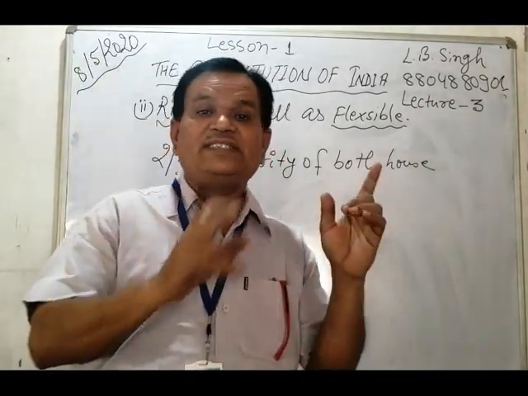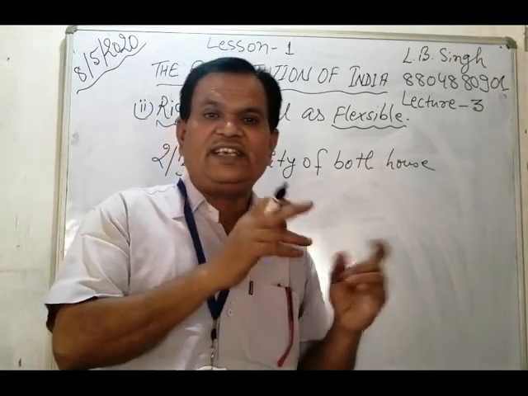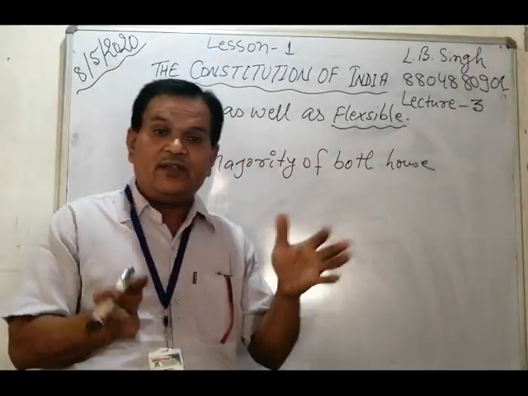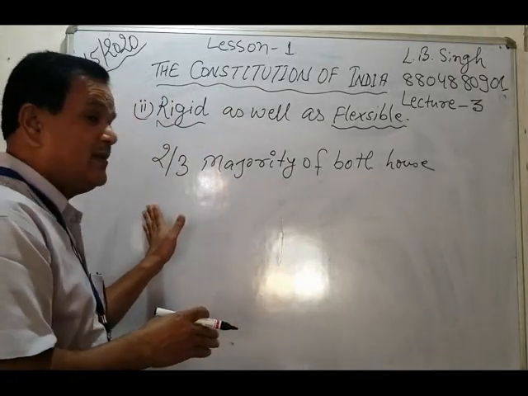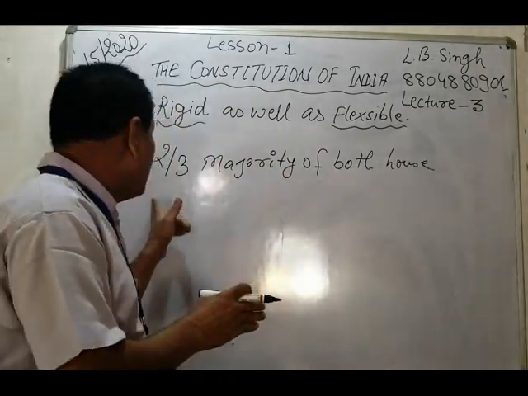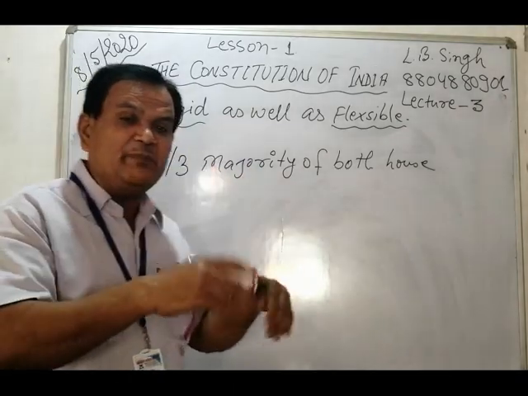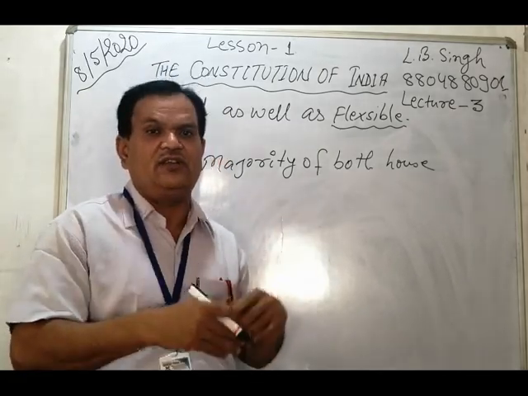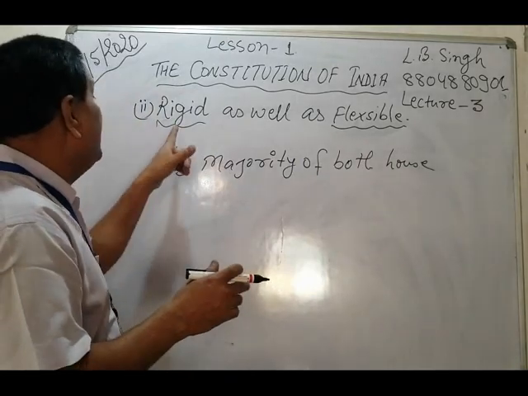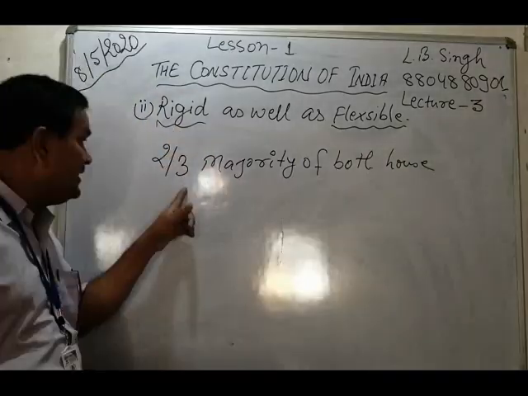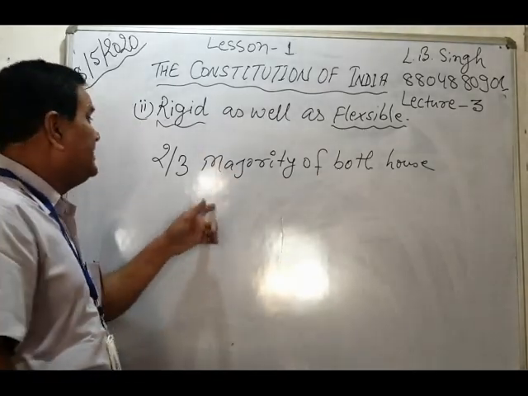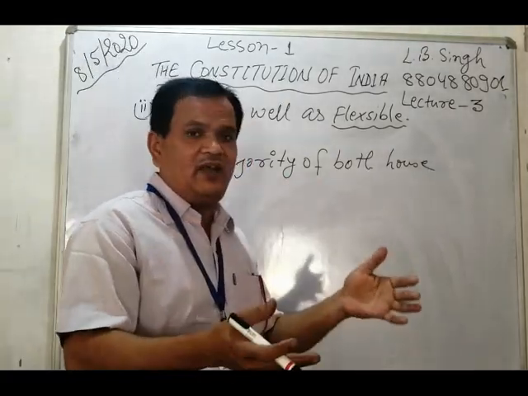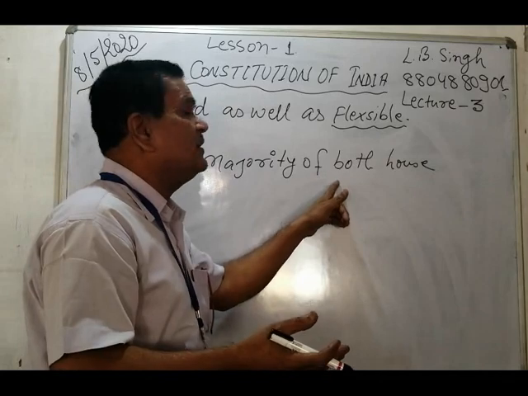Have you heard the name of CAA? Citizen Amendment Act Bill. That was passed by both the houses, Lok Sabha and Rajya Sabha, with a 2/3 majority and implemented in our life, in our constitution, in our government. That's why it is called rigid. When a law is passed by a 2/3 majority, that is called rigid. And when any bill is passed by a simple majority in both houses, that is called flexible.